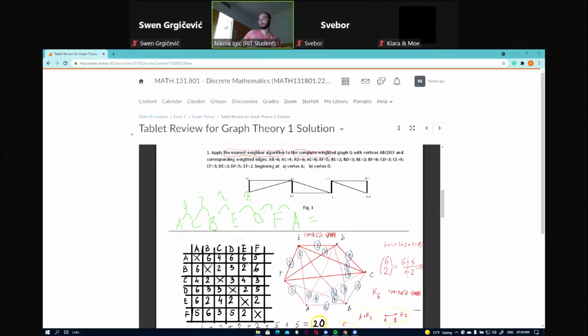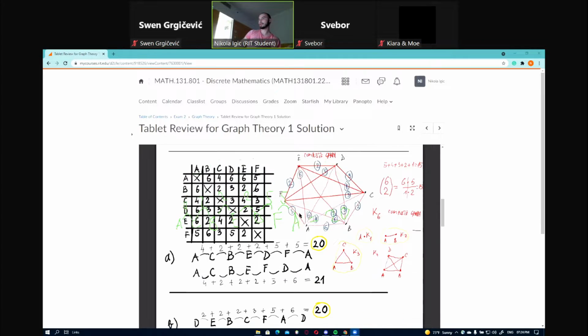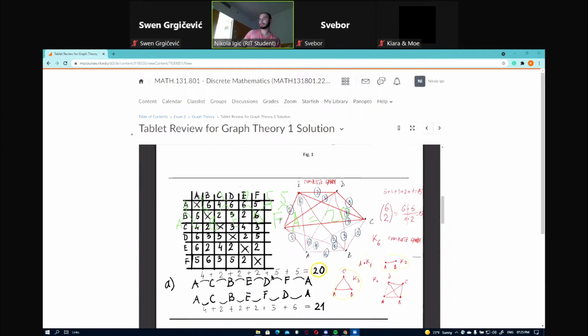Okay, from D to F. Now it's 5. And now from F to A, also 5. And it's 20. 4 plus 6 is 10, and 10 more is 20. And that's the solution. If we see what Amber did, we did pretty much the same thing. We also got 20, and that's the solution.